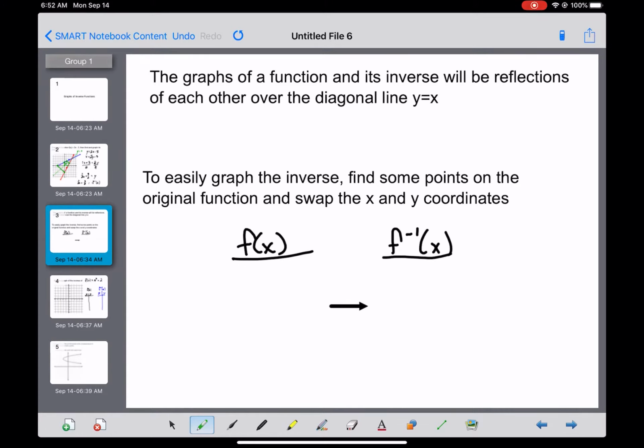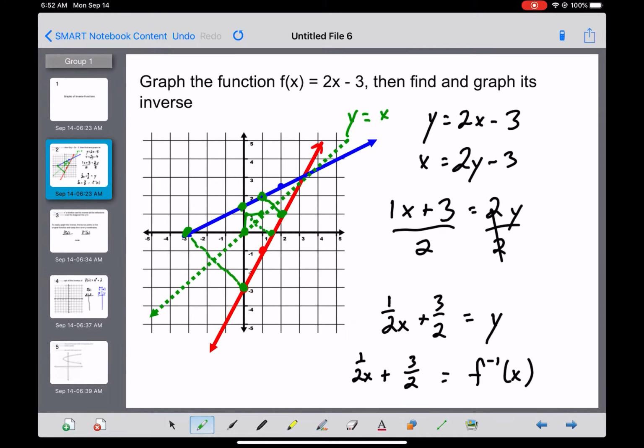Which means if you want to easily graph the inverse of a function, all you have to do is find some points on the original function and swap the x and y coordinates. Like we saw here, this point at 1, 2 had a corresponding point at 2, 1. This point at 0, -3 had a corresponding point at -3, 0. Just like when we're finding the function, we switch x and y, you can do the same thing with the points. If you're graphing the original function, to find the inverse, just switch x and y.